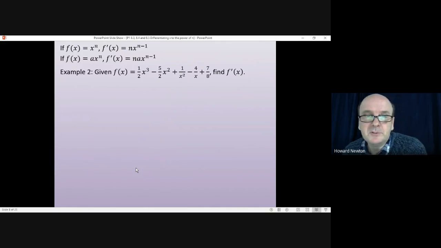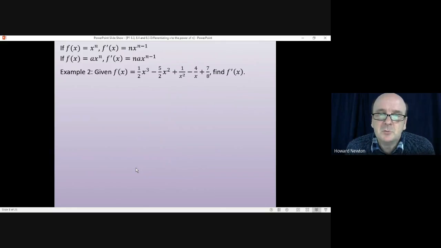Okay, example 2. Same idea, but this time using function language. So we're told what f of x is, and we're asked to work out the differential f dashed of x. I'll let you have a go. Pause the video, come back to me again when you're ready.